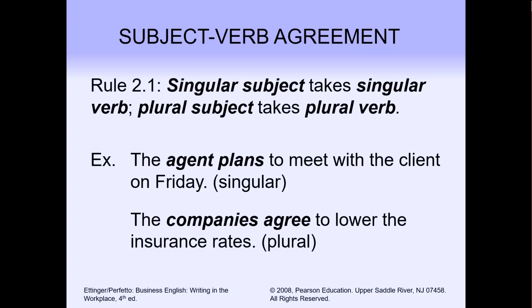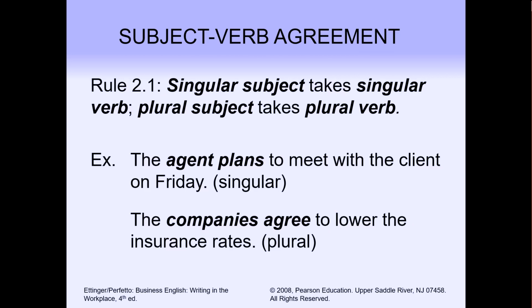The agent plans to meet with the client on Friday. As you can see, the agent is the subject and plans is the verb. So agent is singular, plans is singular. Here's another one. The companies agree to lower the insurance rates. The companies is the subject and it is plural, and agree is also plural. As you can see, this is the opposite.